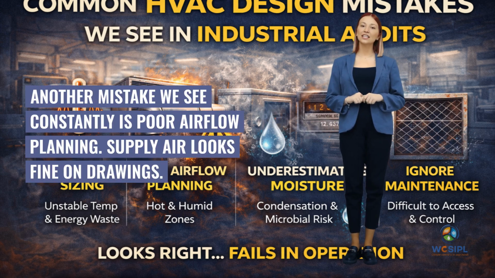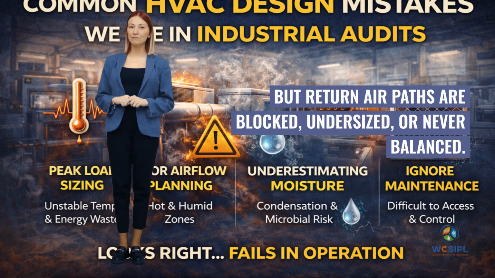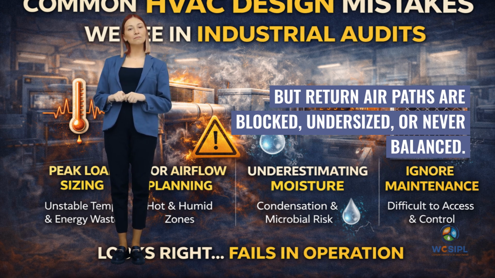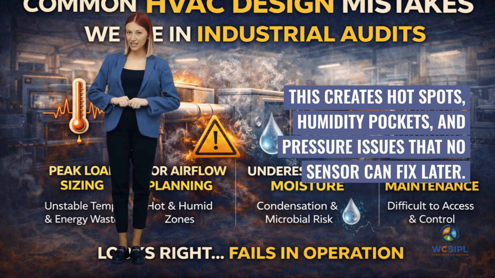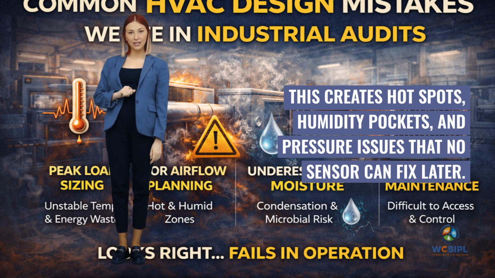Another mistake we see constantly is poor airflow planning. Supply air looks fine on drawings, but return air paths are blocked, undersized, or never balanced. This creates hot spots, humidity pockets, and pressure issues that no sensor can fix later.